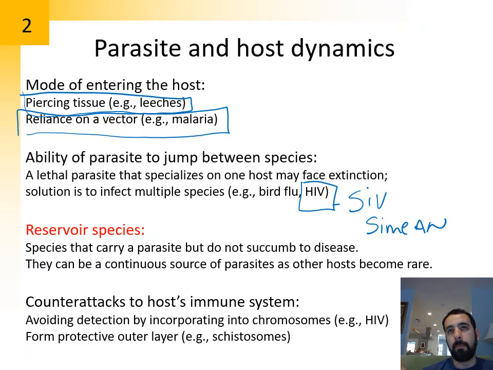The other thing that affects parasite and host dynamics is a reservoir species. These are species that carry a parasite but do not succumb to the disease. They can be a continuous source of parasites for other hosts. This is actually very interesting about the coronavirus now. There's a study done in 2013, I think. I'm not going to remember the exact date, so don't quote me on that one. It showed that other strains of coronaviruses, not this strain, not COVID-19, were widely prevalent in the Chinese population. The reason for that is that they are in close proximity with a reservoir species. Pangolins and bats are reservoir species of coronaviruses, which eventually leap from one species to the next one. But it provides an endless supply of that virus and ample opportunity.